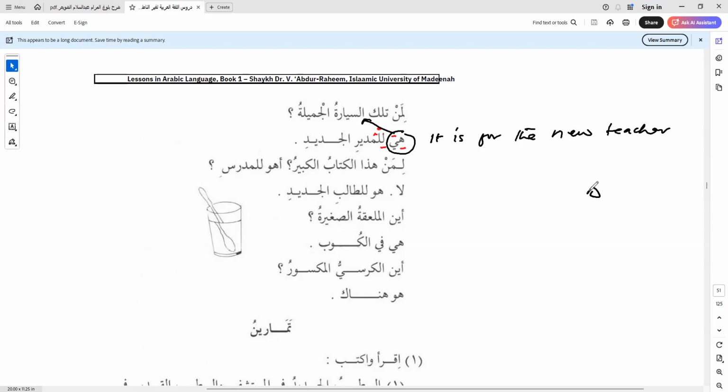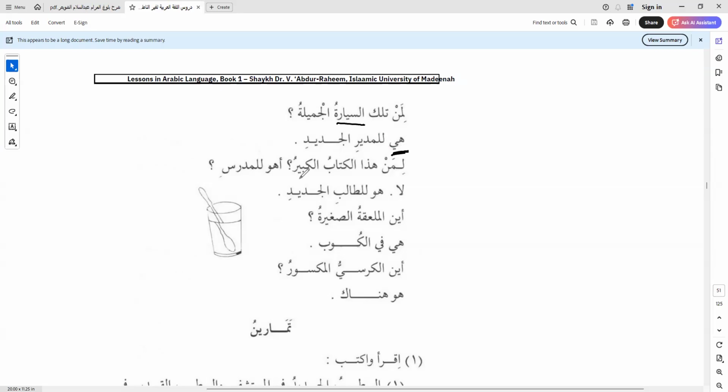Remember we said here and this brother here, huwa, are used to represent it if we are talking about a thing or anything other than a human being, or if we are also using it to represent a human being. So here becomes he is, huwa becomes he is, and here becomes she is. In this instance, Sayyara is considered feminine in Arabic. So we have to say here. It belongs to the new teacher.